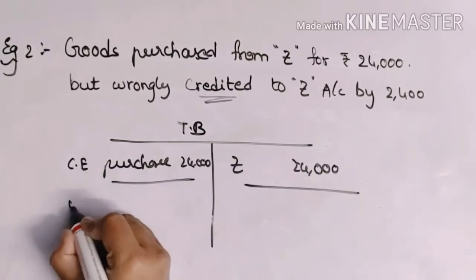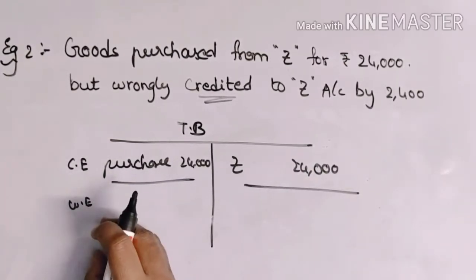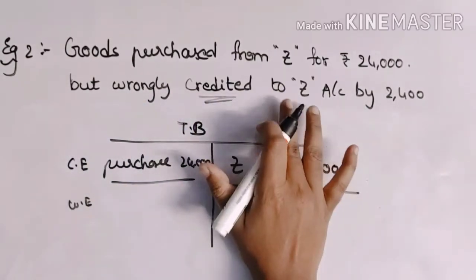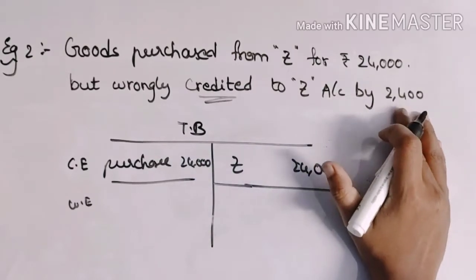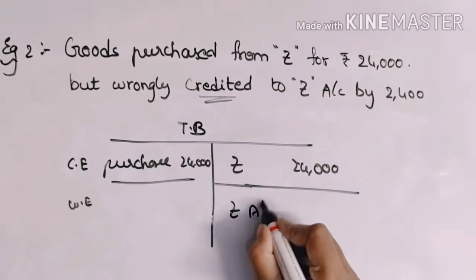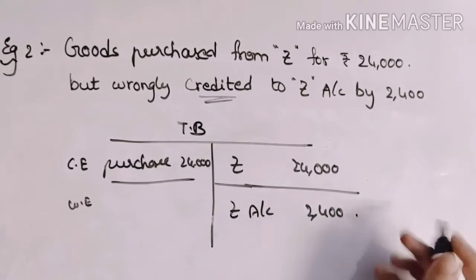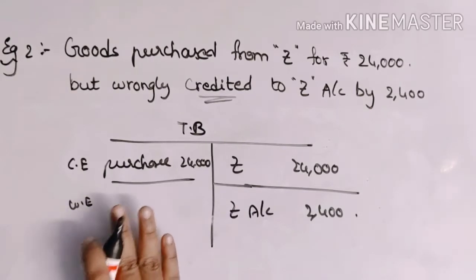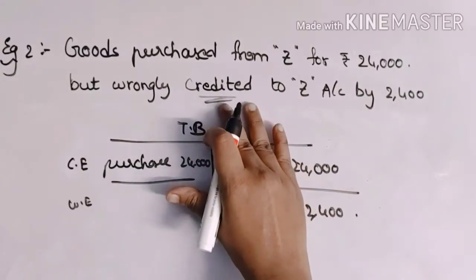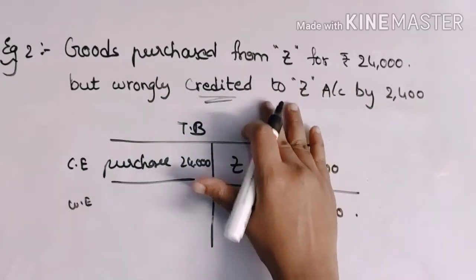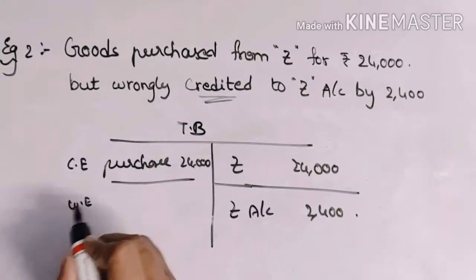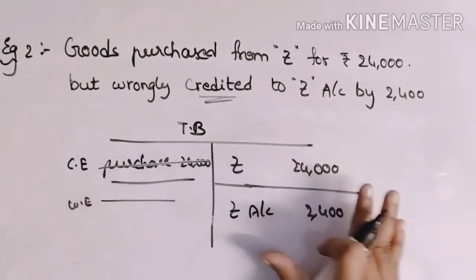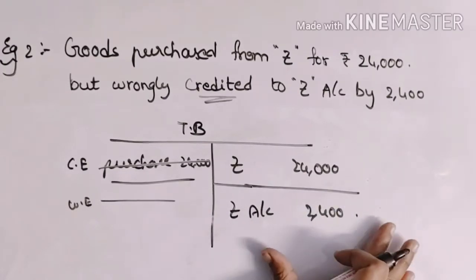And now what is the wrong entry that they have posted? They wrongly credited the Z account. Z account is credited by rupees how much? 2,400, and this is the error. Did they say that any error happened in the purchase account? No. They simply say that Z account is credited wrongly. Simply Z account is in error but not the purchase account. So there is nothing to be tensed about with the purchase account. Purchase account is silent throughout this sum. Now only the error happened in the Z account.